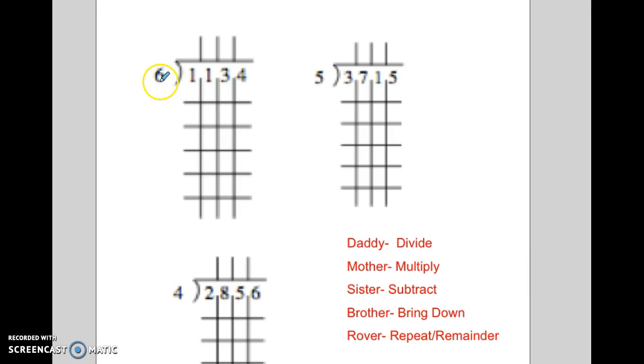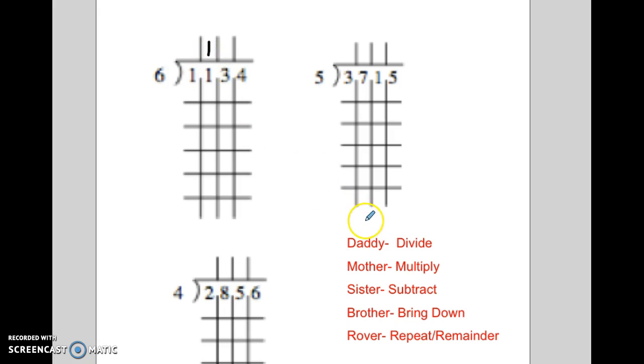So let's try. 6, does it go into 1? Nope, too small. So now I'm going to do 6 into 11. How many times does 6 go into 11? And it only goes in once, right? Because if I do 6 times 2, I get 12, and it's too big.